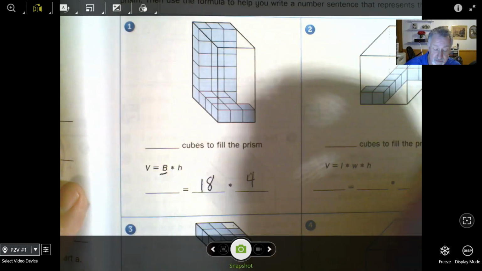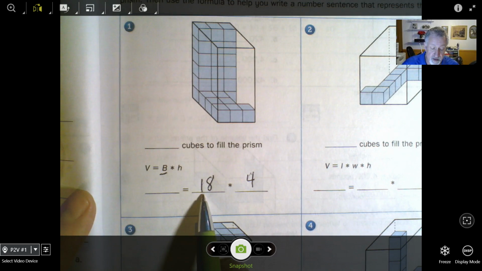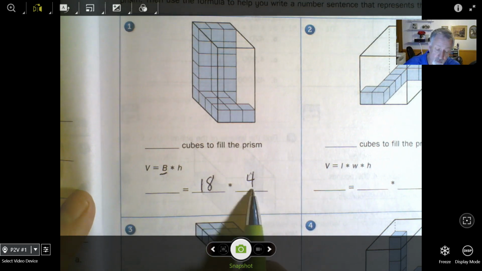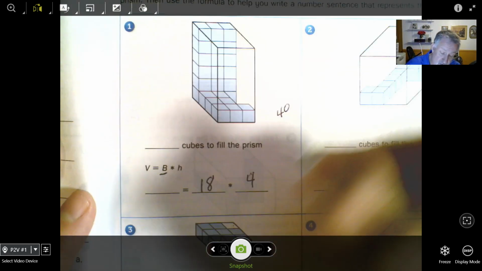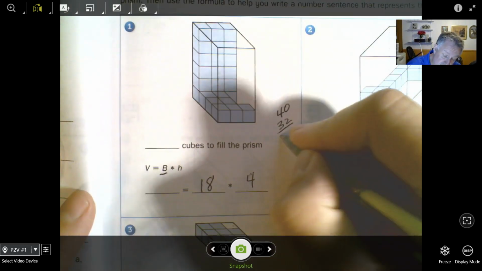So 18 times 4, well, lots of ways I can do this. Let's do 10 times 4 is 40. 4 times 8 is 32. Add those two together.